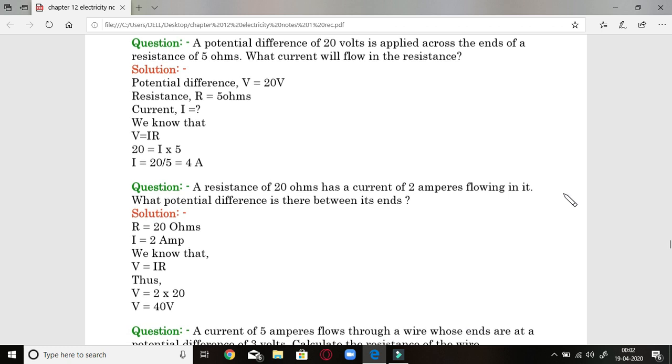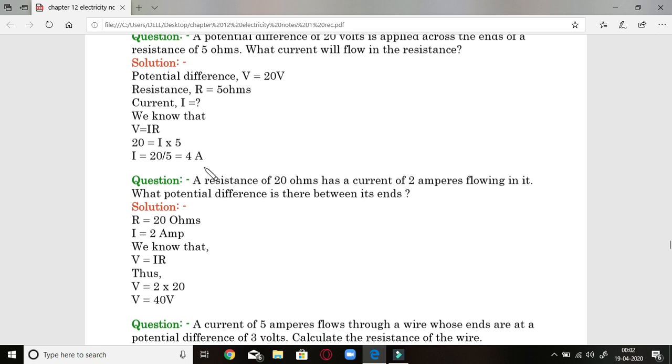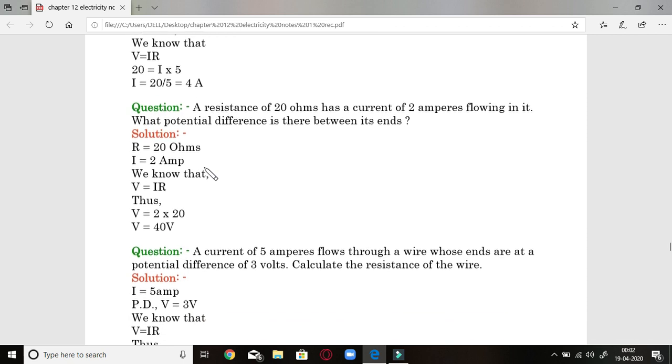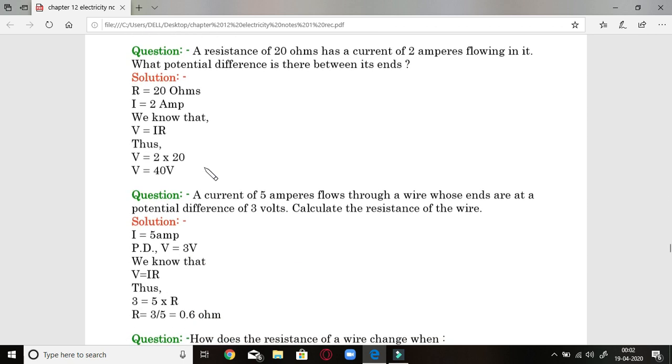First question: a potential difference of 20 volt is there across a conductor which has a resistance of 5 ohm. What is the current flowing through it? So V is 20 V and R is 5 ohm. We'll use the formula V = IR and our I will be 4 ampere. Very simple one.